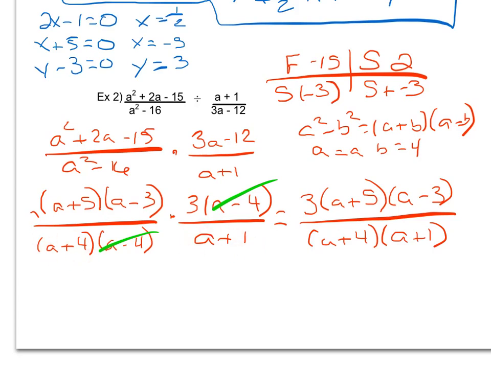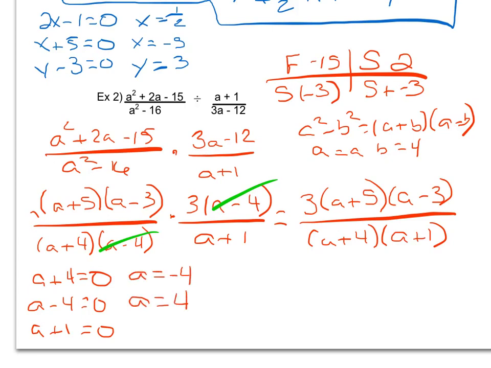Finding my denominator then, I'm going to go back to before I canceled and set each piece equal to 0. So when does a plus 4 equal 0? When does a minus 4 equal 0? And when does the factor a plus 1 equal 0? Solving this first equation, I get a equals negative 4. Solving the second one, I get a equals 4. And solving the third, I get a equals negative 1.